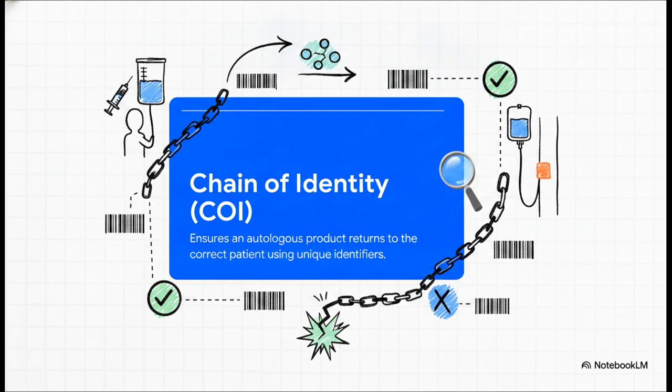And I literally cannot stress this enough. Chain of identity isn't just some compliance exercise for an auditor. It is the absolute, uncompromising guarantee that an autologous product gets back to the exact right patient. It relies on unique identifiers assigned right at the moment of collection, which are then verified at multiple critical points. If there's a break in the chain of identity, that's a critical safety event. Giving a patient the wrong autologous therapy is a catastrophic failure.